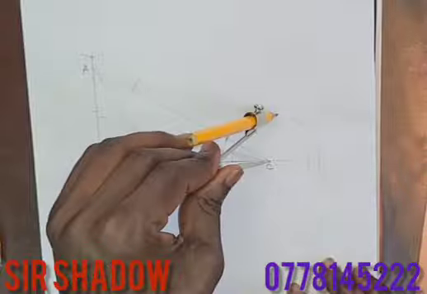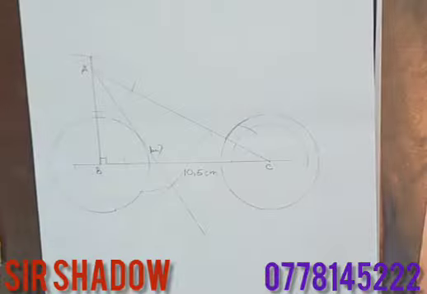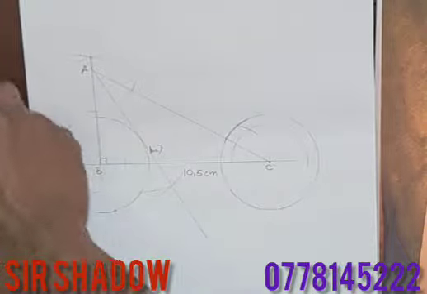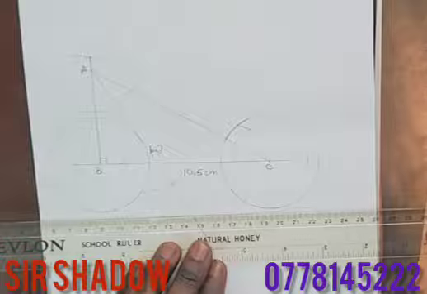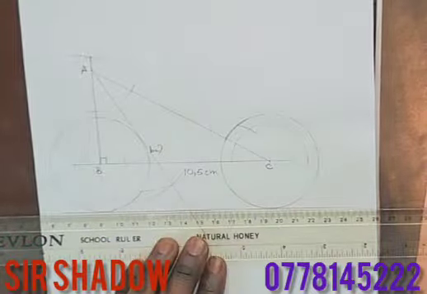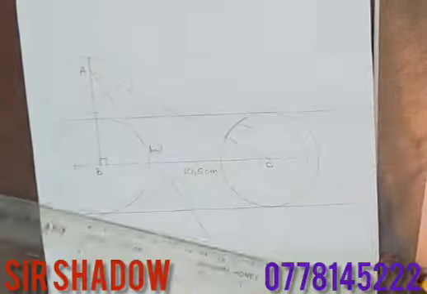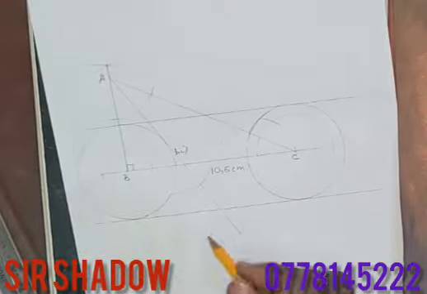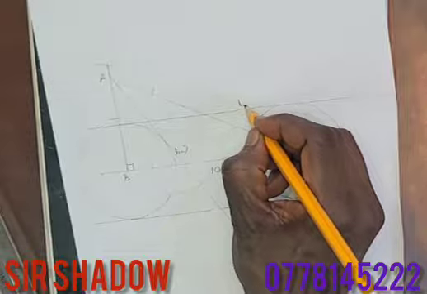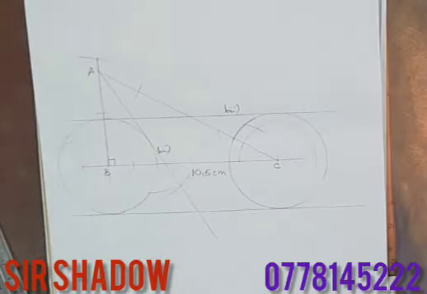Remember, we're asked to bisect 3 centimeters from BC. So let's just join these two, B and C. Let's just join this point BC. All right, BC. Then just name this question B item 2. We are done with question B item 2.